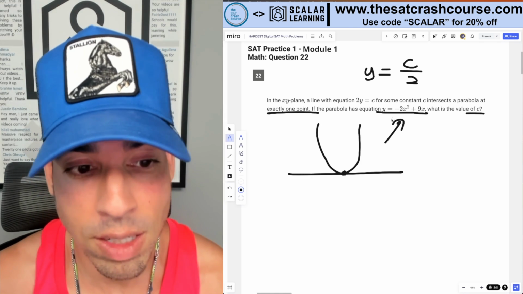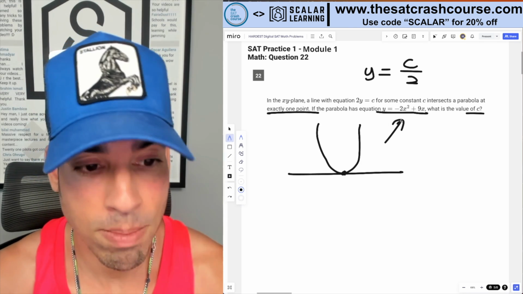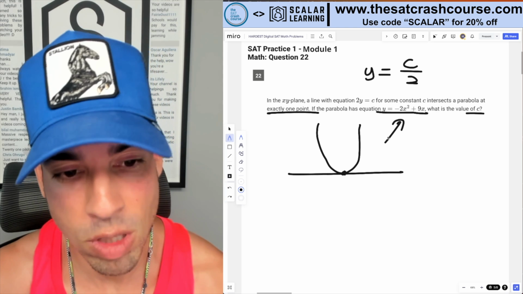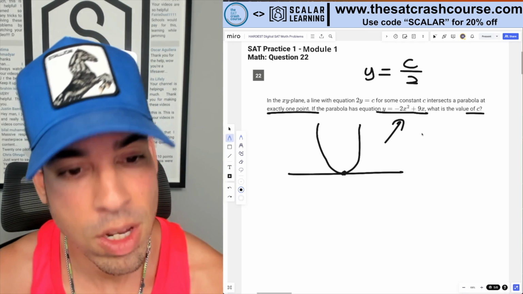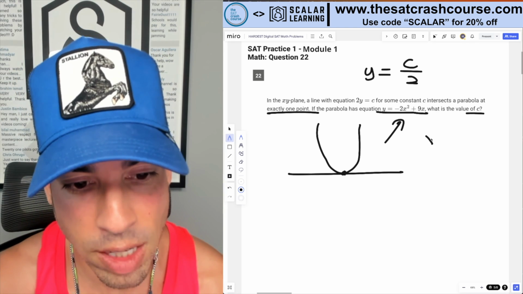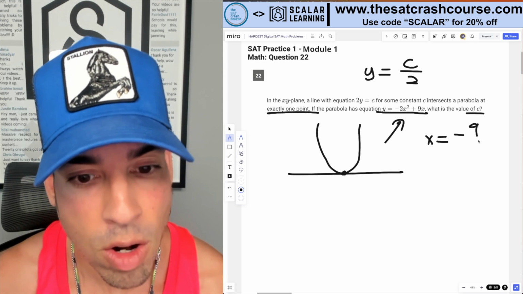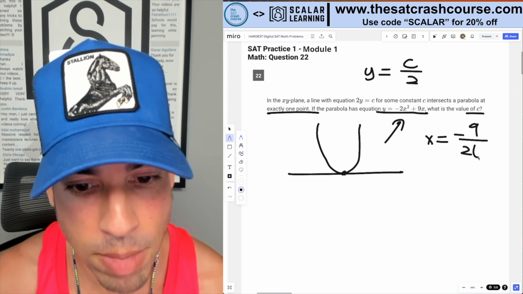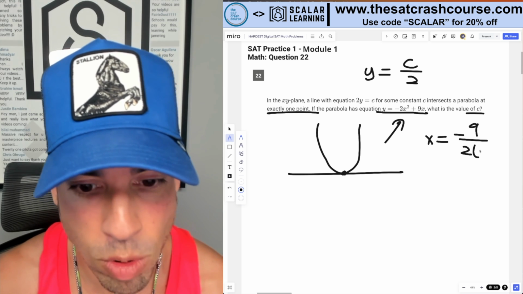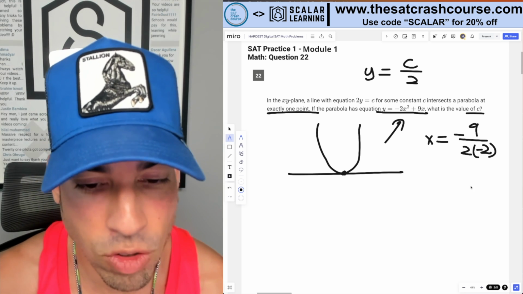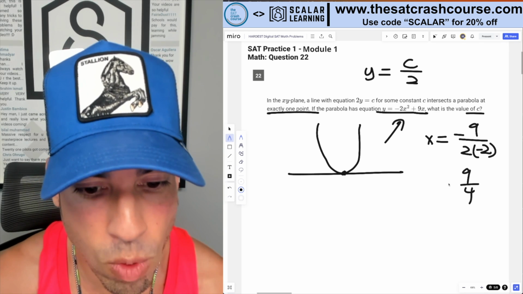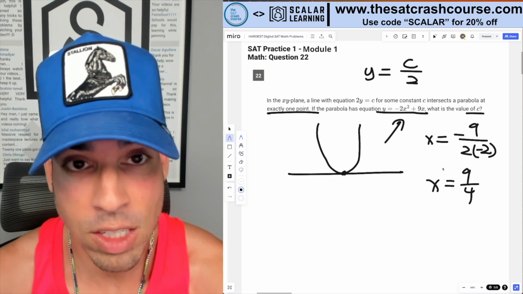Obviously, you can plug it into Desmos, and we can immediately see where the vertex is, or we can use a little shortcut, depending on your preference. My vertex is going to be at negative b, which in this case is 9, over 2a, and my a value is whatever's multiplying the x squared, which is -2. So the negatives are going to cancel out. We've got 9/4 is equal to x. That's my x value, my vertex.